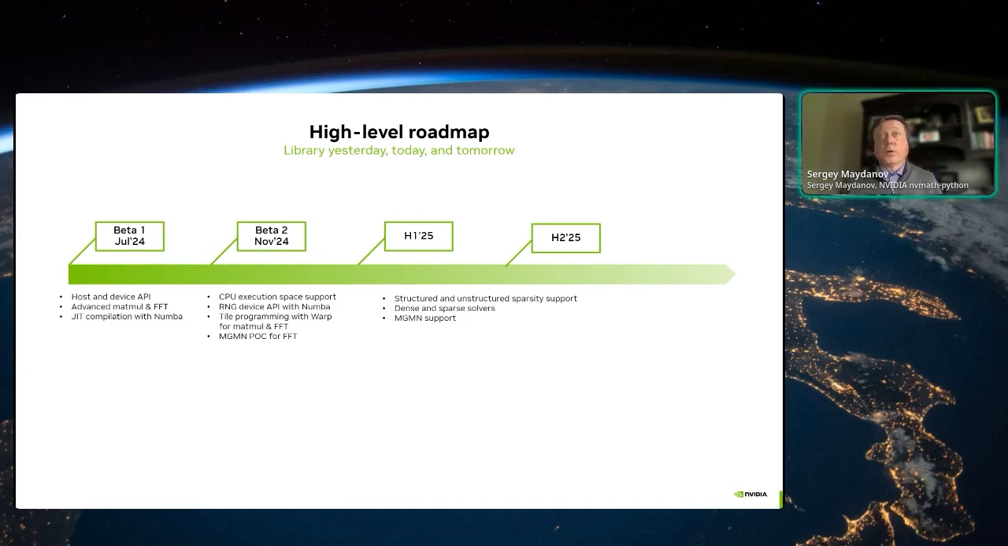Recently, actually a few weeks ago, we had our second release, and in this release, we extended library capabilities to provide CPU execution space. You now can seamlessly switch between CPU and GPU, or actually implement workflows that require both CPU and GPU computation. We added random number generator capabilities for device APIs. So now you can use Numba with nvmath-python RNGs to implement something like Monte Carlo simulation kernels for GPUs.